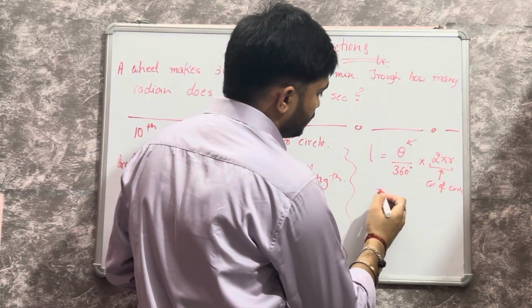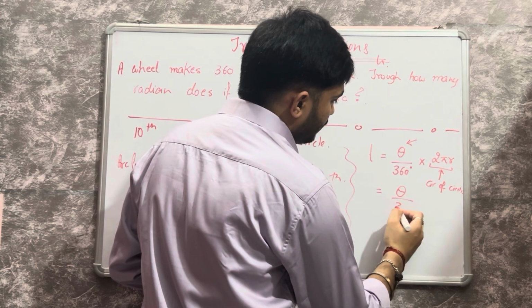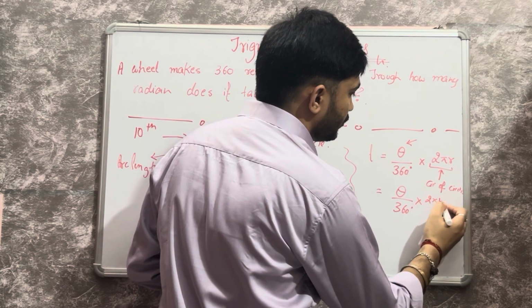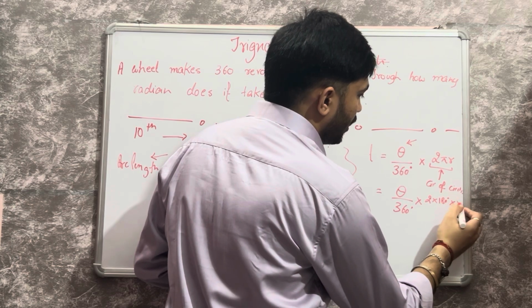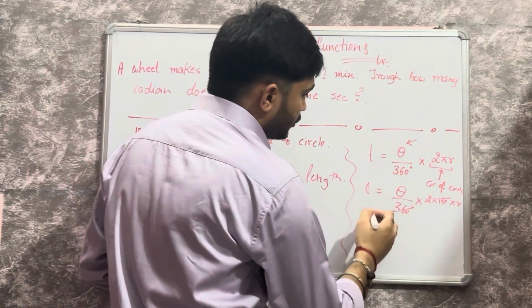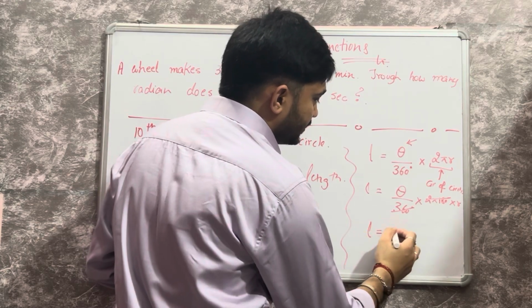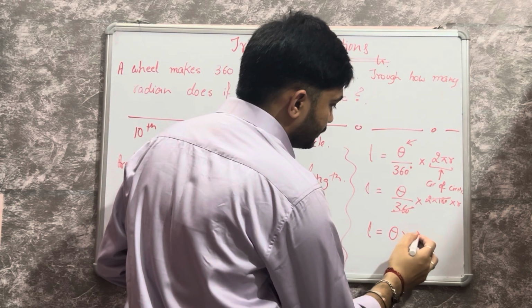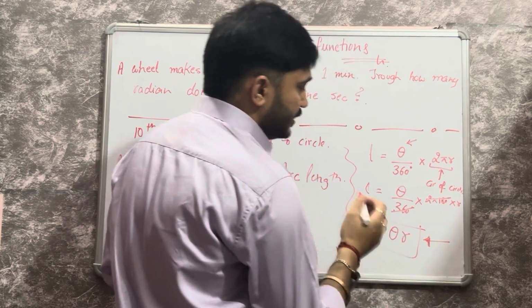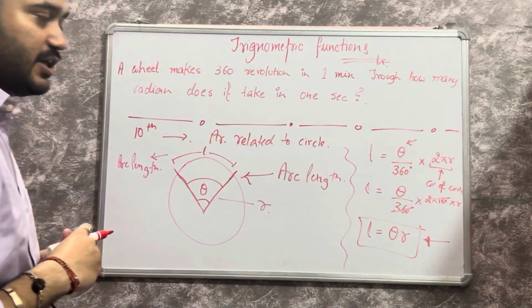Now if we put the value of 2 pi, since we know that pi is equal to 180 degree, the 180 and this 180 got cut. So we got to know that L is equal to theta r. And in this chapter we are going to study this formula and its applications.